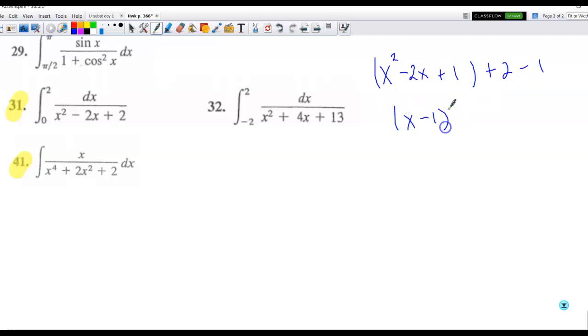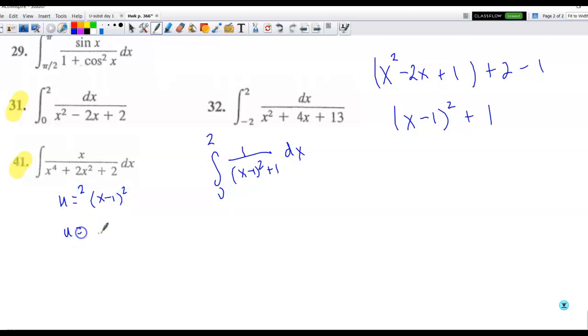Factor, that makes x minus 1 squared plus 1. So my new integral is now 0 to 2 of 1 over x minus 1 squared plus 1 dx. Hopefully you recognize this as inverse tangent, so u squared is equal to x minus 1 squared, u is equal to x minus 1, du is equal to 1 dx. So I don't have to have any compensations. A squared is equal to 1, a is equal to 1. So the inverse tangent is 1 over a, so that's 1 over 1.